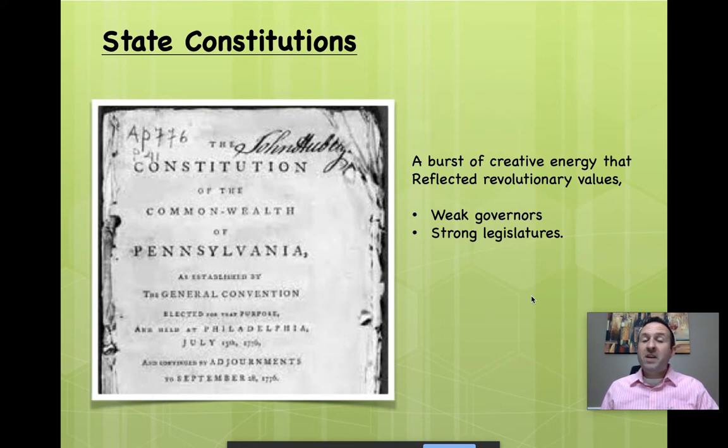And of course, this very much reflected revolutionary values of fear of central power. We wanted strong legislatures that had representatives from among the people with weak leadership, weak government. These are state constitutions. This fear of centralized power meant that the government would be more responsive to the people. So weak governors, strong legislatures.